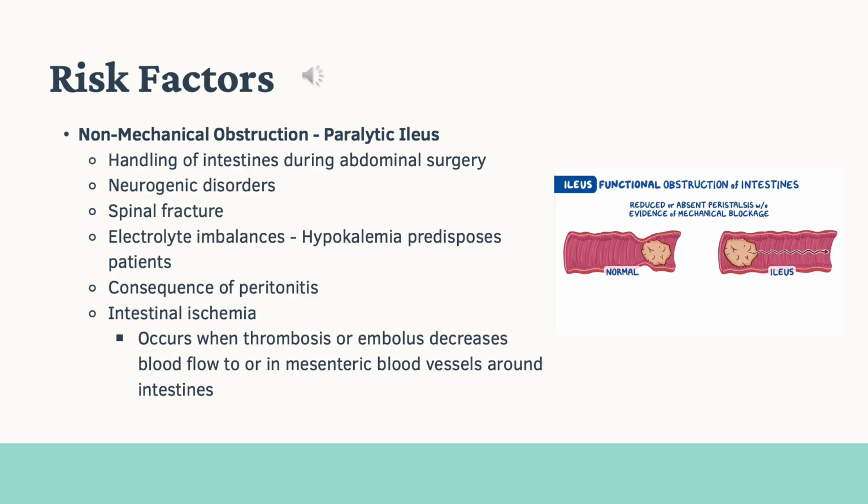Also, paralytic ileus may occur as a consequence of peritonitis, where, again, peritonitis occurs because of leakage of bowel contents into the abdominal cavity, and it leads to inflammation and infection in the peritoneum. So another serious case is intestinal ischemia, which occurs when blood flow to the intestines is reduced or blocked due to arterial or venous thrombosis or an embolus in the mesenteric blood vessels. If this is left untreated, it can result in a bowel infarction, gangrene, and ultimately sepsis or septic shock. So understanding all of these risk factors is very important for prevention and early intervention, especially in those postoperative patients or those who have predisposing conditions.